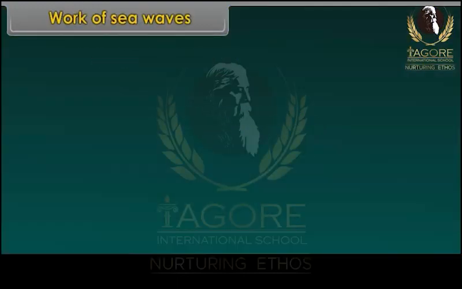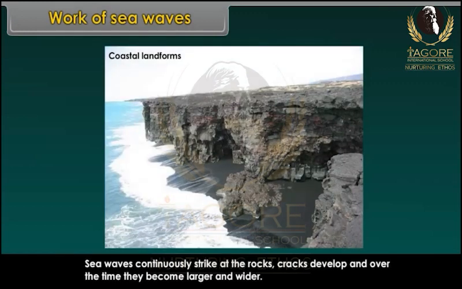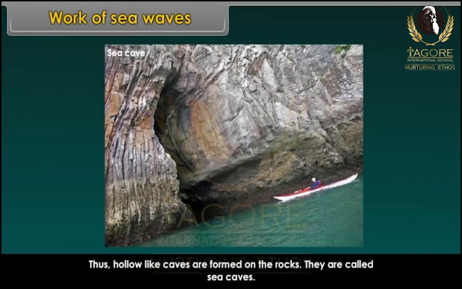Work of sea waves. The erosion and deposition of the sea waves give rise to coastal landforms. Sea waves continuously strike at the rocks, cracks develop, and over time they become larger and wider. Thus, hollow-like caves are formed on the rocks. They are called sea caves.